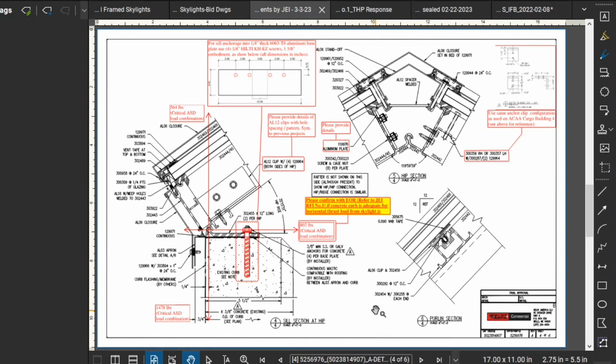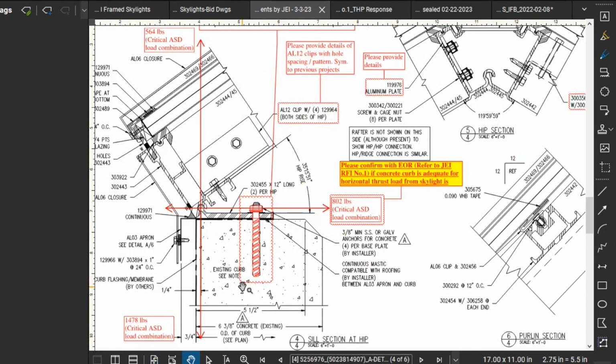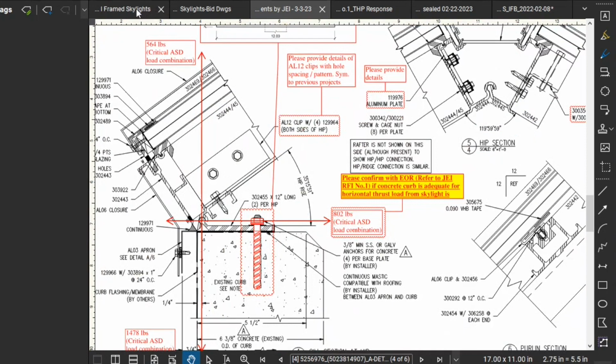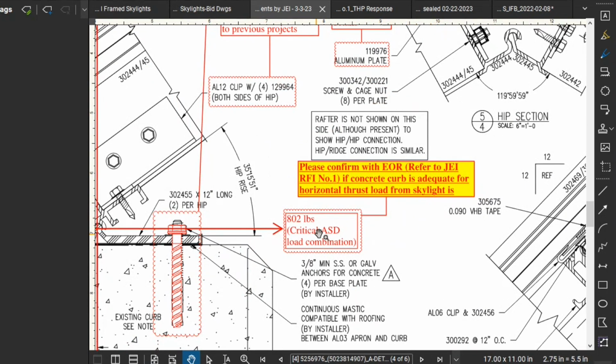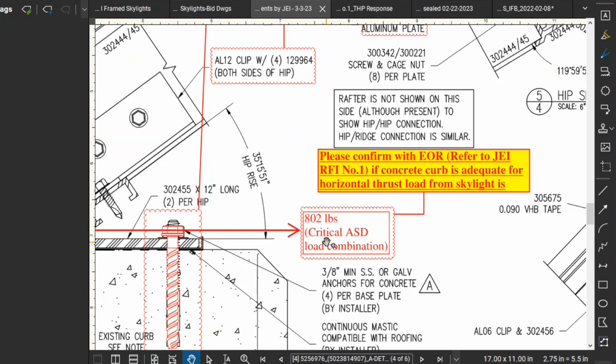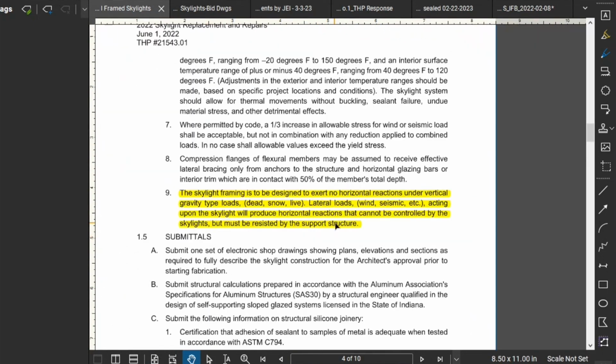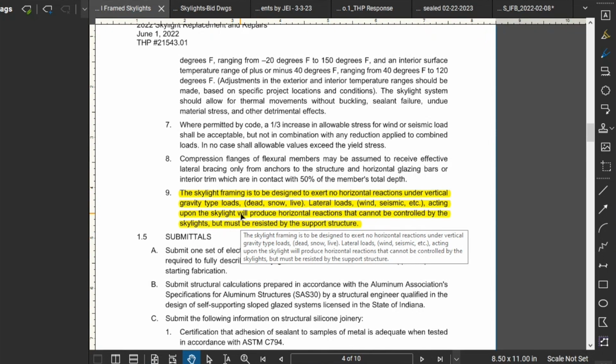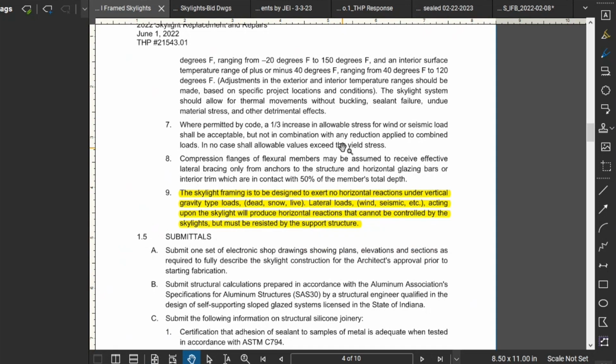And then on our detail, they showed an existing curb. Apparently when they went out to the roof and started the demolition to install this, they found that we actually have a 6 and 3/8 inch concrete curb. But per this comment in the specs, we brought this up as an RFI to the engineer of record and said, hey, we're looking at about 802 pounds of horizontal thrust. I didn't specify, but this came from a load combination that included roof live, snow, and wind, which if you read this, is kind of hard to set apart. You have to combine all these loads into one load case, and you can't say, well, let's take the thrust out. It just comes bundled with the load case.